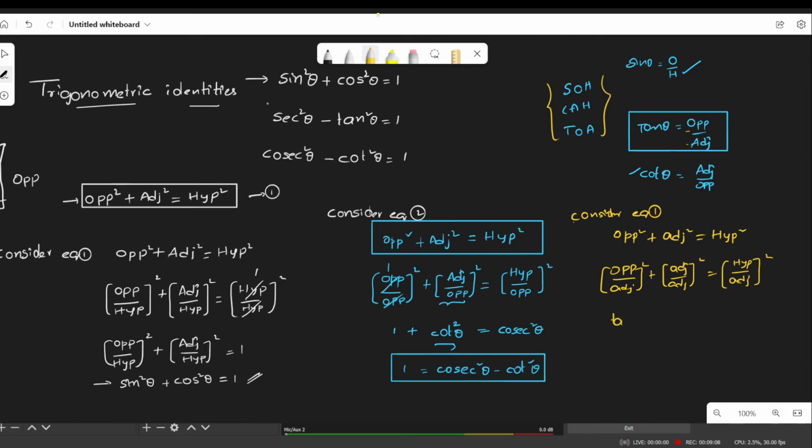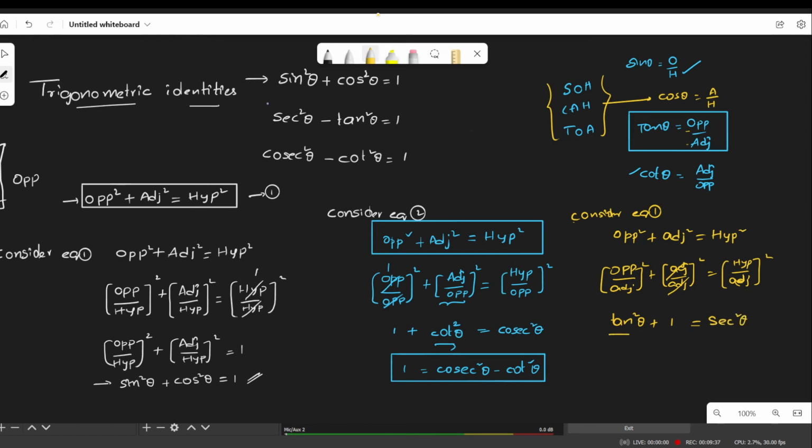So tan square theta, adjacent cancelled. Here it will become 1. So tan square theta plus 1 is equal to hypotenuse by adjacent square. See, we know that cos theta is equal to adjacent by hypotenuse. And now hypotenuse by adjacent will become the reciprocal of cos. That means secant theta. So that's it.